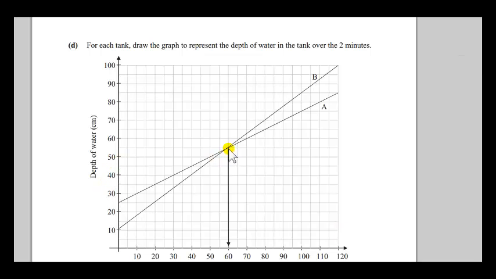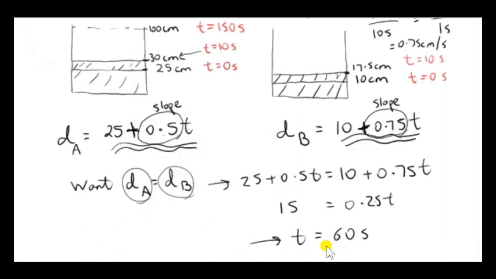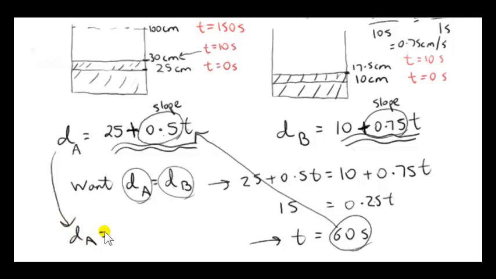Now we can also see from the graph that at t equals 60, the depth is 55 centimeters. We can work that out using the formulas, of course. We could plug this value of 60 seconds back into this formula here, or the other one. We'll get the same answer. So if we do that, the depth of water in A is 25 plus 0.5 times a time of 60. That's 25 plus 30, which is 55 centimeters.